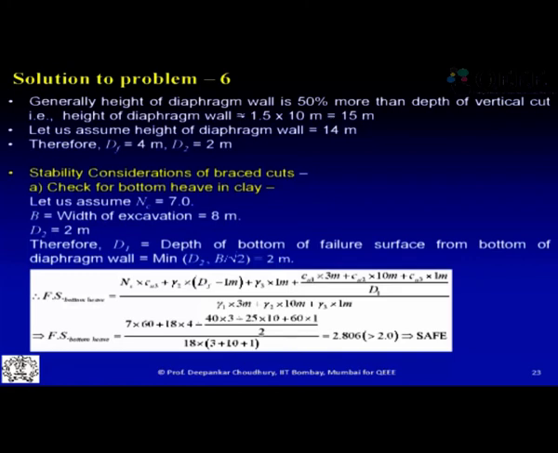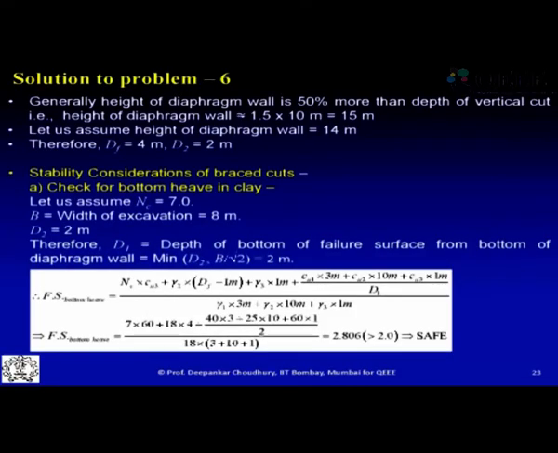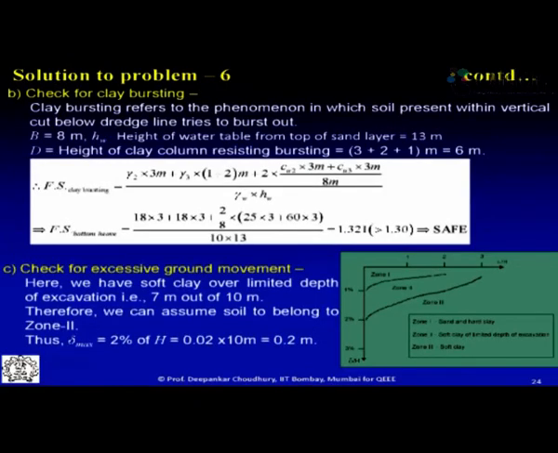And what is the disturbing force for bottom heave? It is nothing but gamma 1 times that 3 meter, gamma 2 times 10 meter, and gamma 3 times 1 meter. Let us look back. So this is the disturbing force over here, which causes the bottom heave to take place. So factor of safety, by using this principle, we get about 2.8, which is greater than 2. So hence it is safe, we can say, in terms of bottom heave, if we consider that 14 meter as the total length of the diaphragm wall.